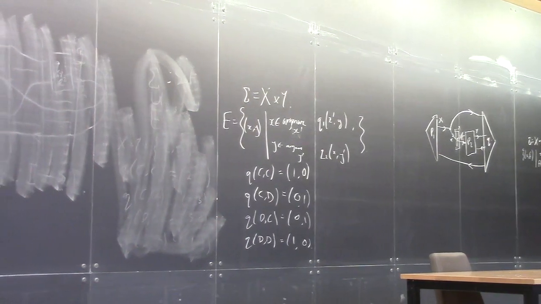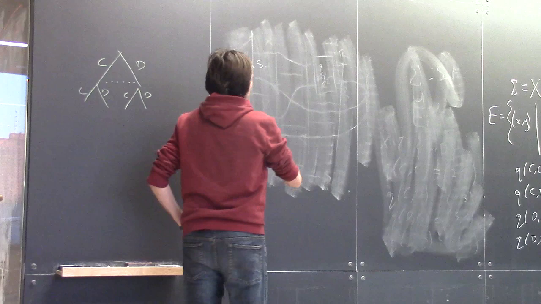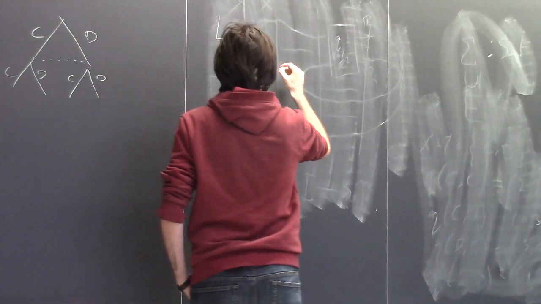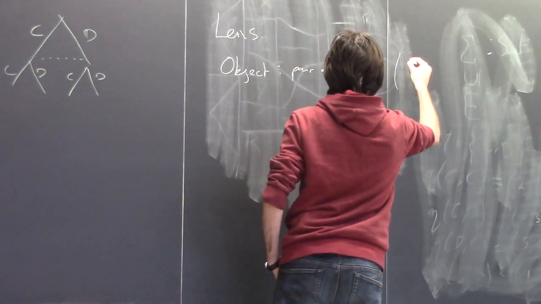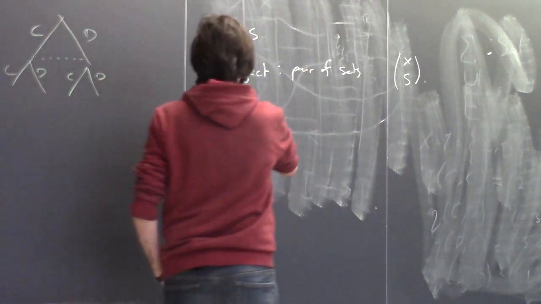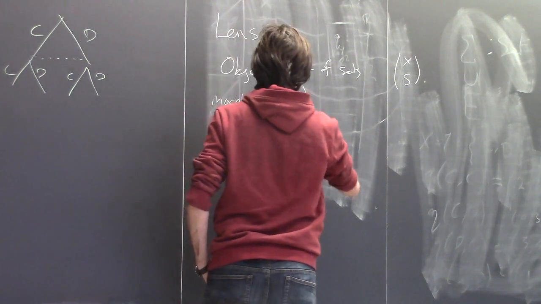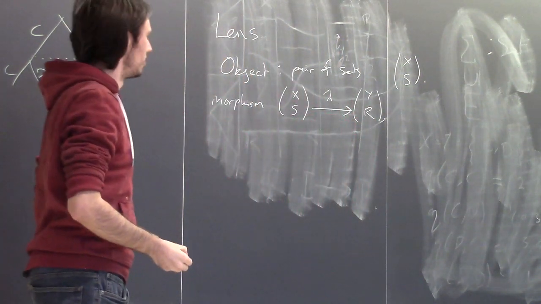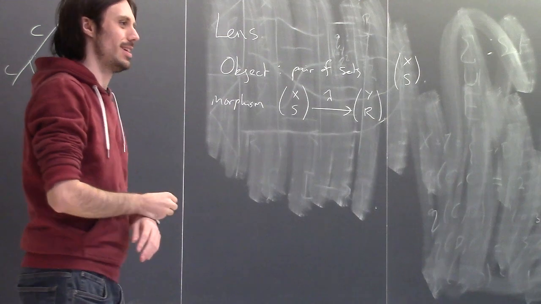So the first category I'm going to tell you about is called lens. Category of lenses. So an object in this category is going to be a pair of sets, which I'll write X, S. I'll write it vertically because that's what I like to do. And a morphism from X, S to Y, R. So I've written my indices a very weird way round. And the reason is because the definition of these morphisms is a weird way round.